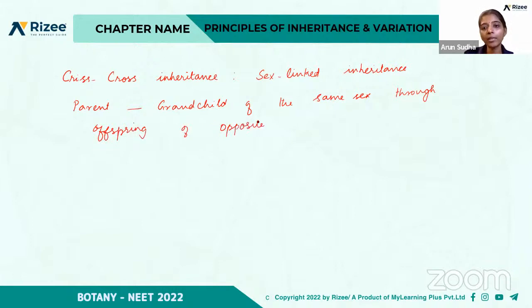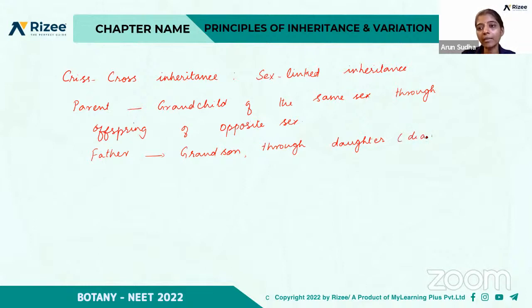So how are the characters transferred? For example, the father will transmit to the grandson, the grandchild of the same sex, through the daughter, that is, through the offspring of opposite sex. The characters are transferred through the daughter. Okay, so this is crisscross inheritance, which is a type of sex-linked inheritance. This type of inheritance is called diagynic inheritance.